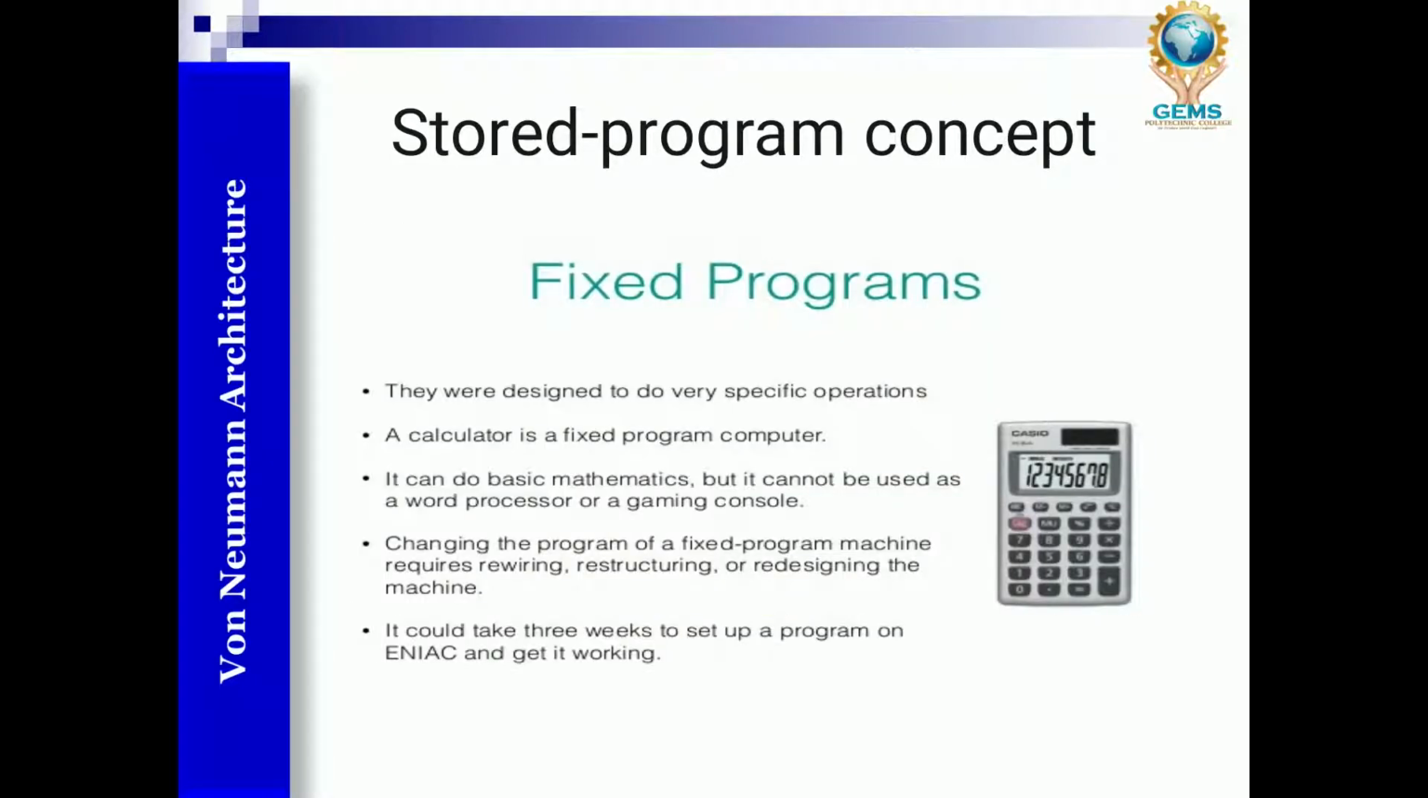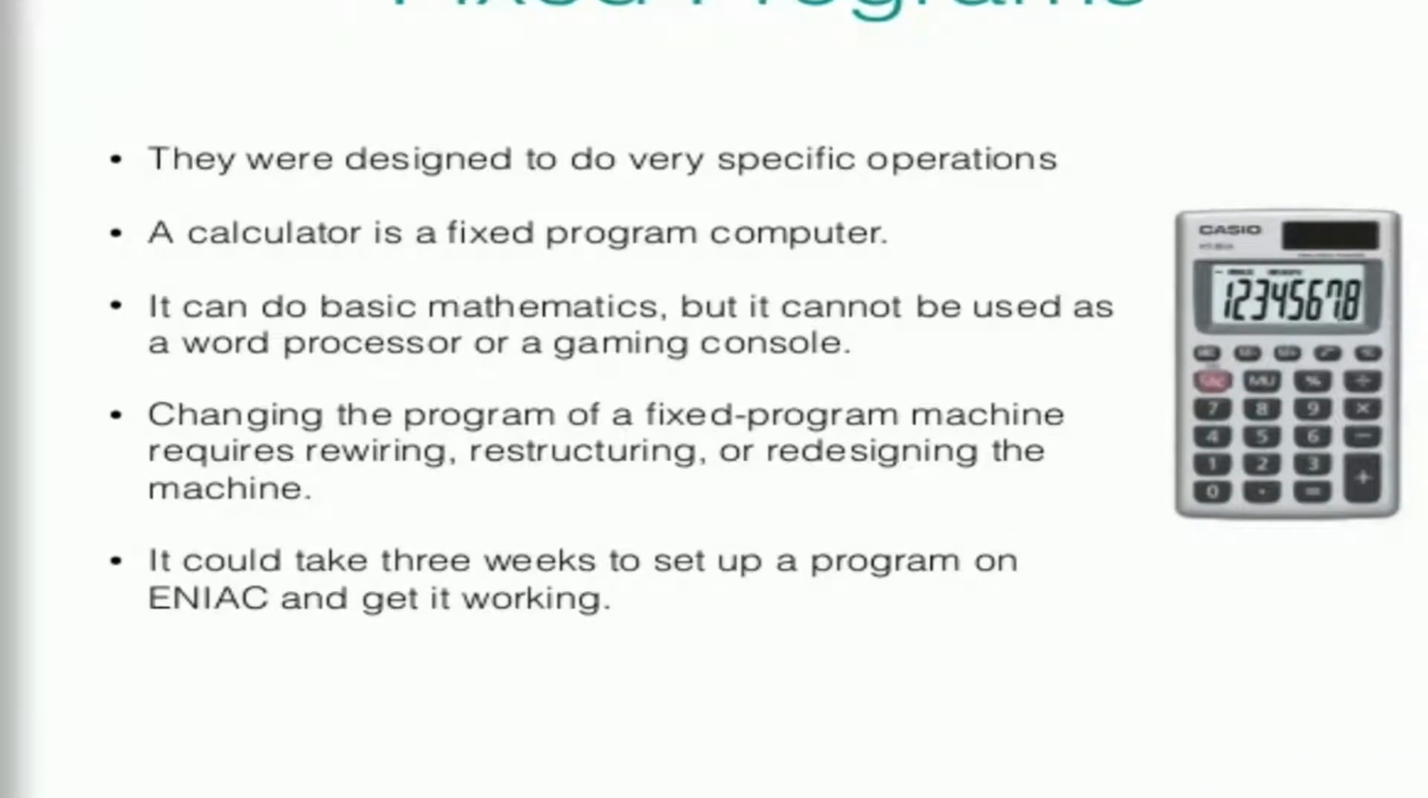Next we will see the fixed program. A computer is not a fixed program machine. It is a multitasking machine. If you take a calculator as one machine, it is a fixed program machine. You are unable to perform multiple tasks here. It works only for mathematical operations. It may be addition, subtraction, division, multiplication, percentage.